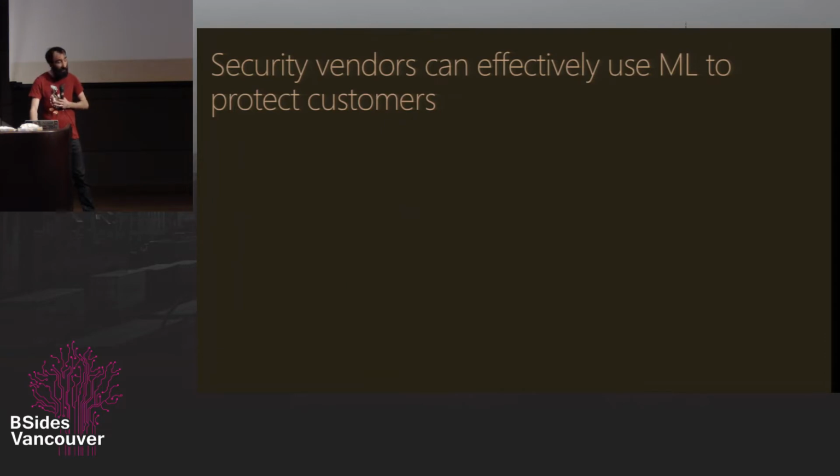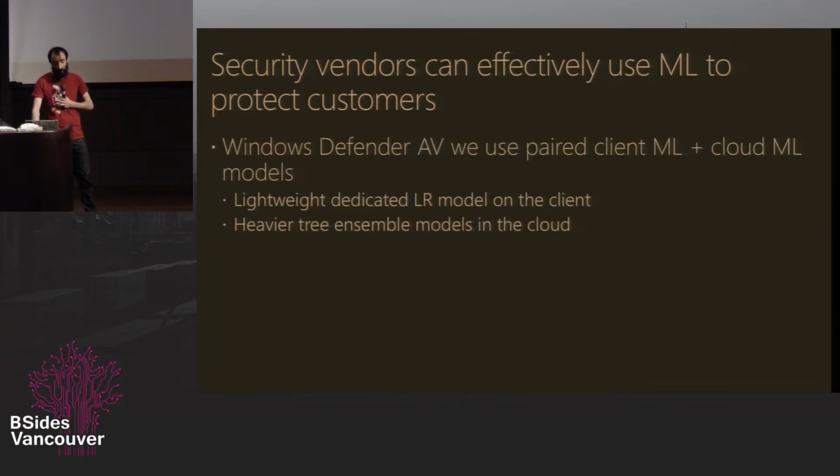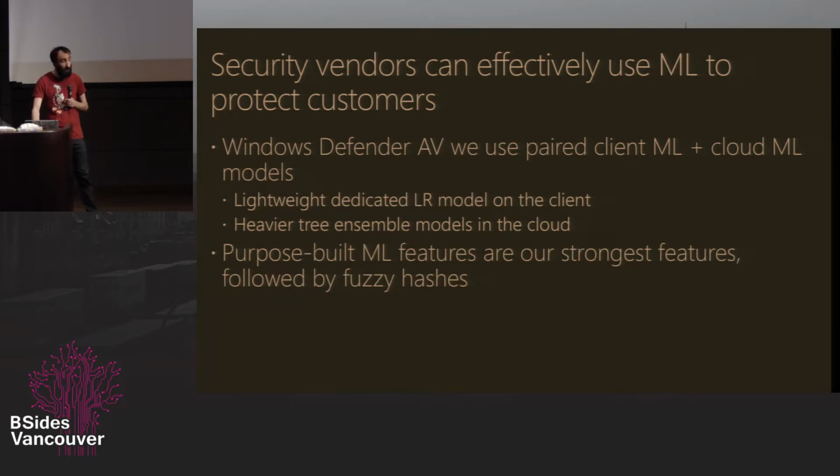Security vendors can effectively use machine learning against these AMSI content to create classification. On the Windows Defender AV side, how we do it is we do paired client machine learning models, which are performance optimized, with heavier cloud machine learning models. The purpose-built machine learning vectors greatly improve the quality of the results. So I'd recommend, if you're to approach a similar problem, that you'd want to use purpose-built machine learning vectors.